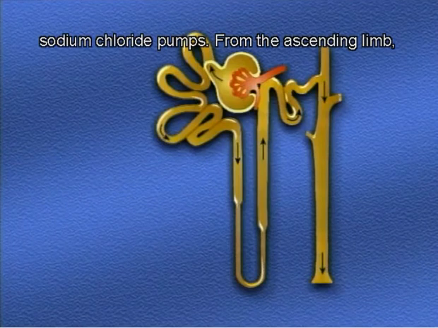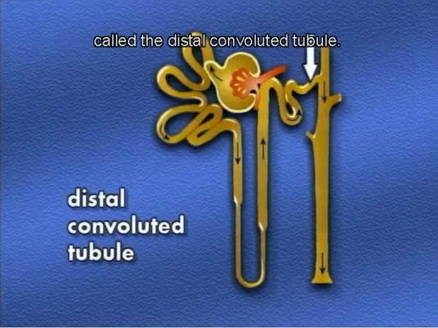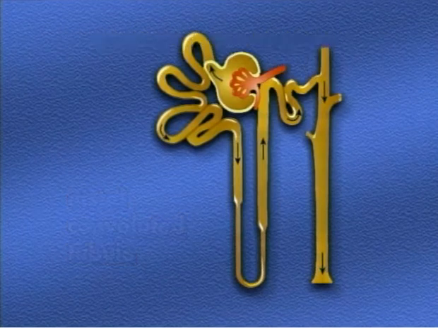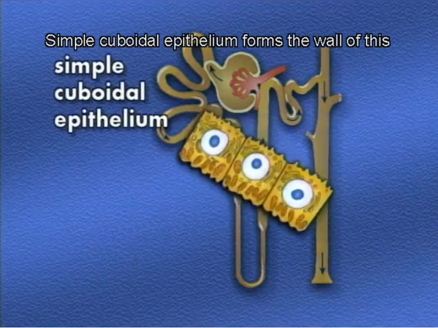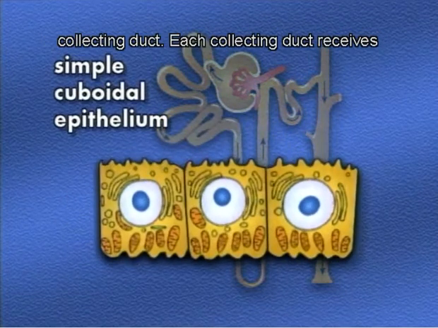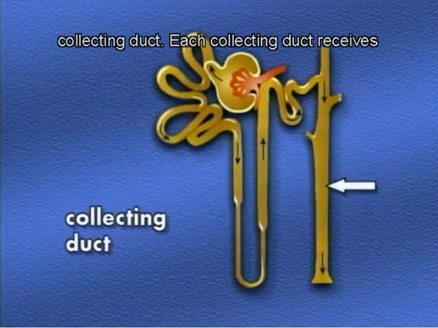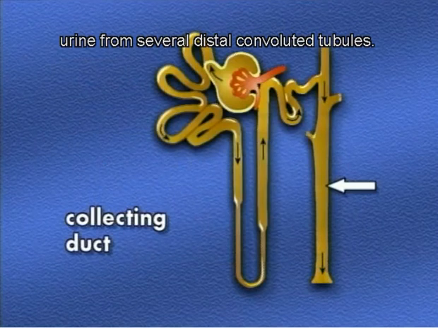From the ascending limb, the filtrate moves into a second twisted segment called the distal convoluted tubule. Simple cuboidal epithelium forms the wall of this portion of the tubule, as well as the wall of the collecting duct. Each collecting duct receives urine from several distal convoluted tubules.